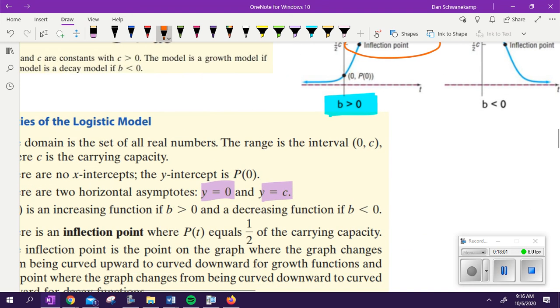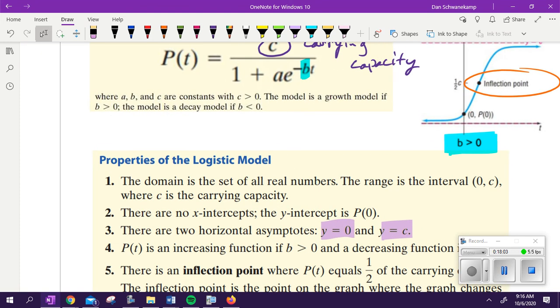Go with that. I won't make you memorize this formula. I would give you that formula on a test or quiz if I were to ask you to use it.